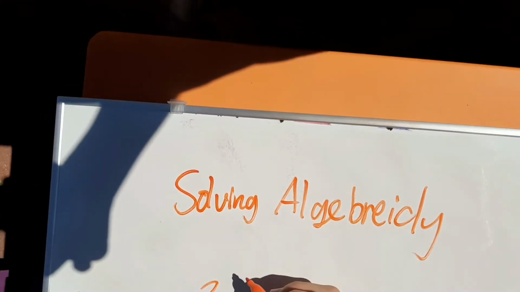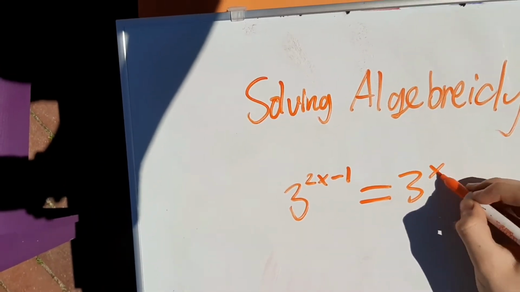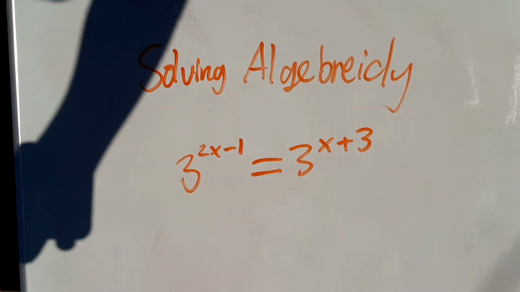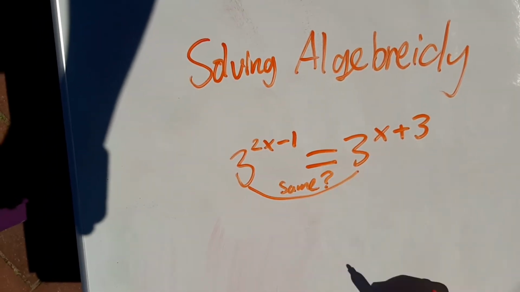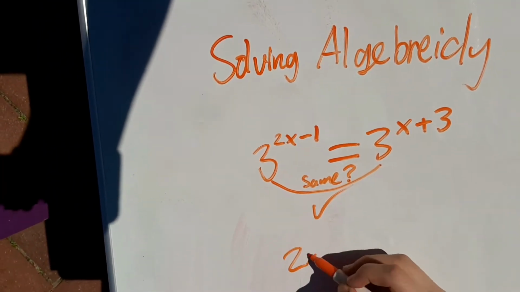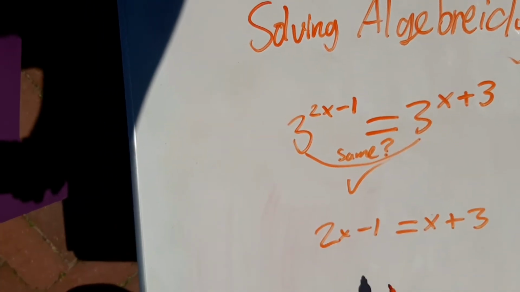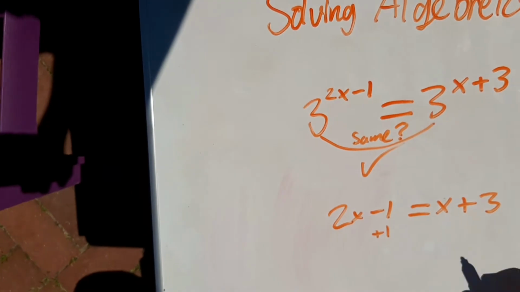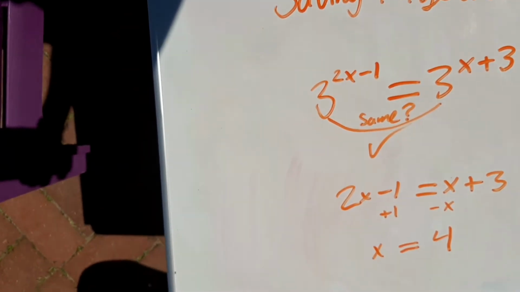To solve exponential equations algebraically, all you have to do is set the bases equal to each other and then cross them out and have your answer. After you do this, the equation gets very, very simple. You can see how now it's just 2x minus 1 equals x plus 3, and that's a very easy problem. As you see, we get x equals 4.